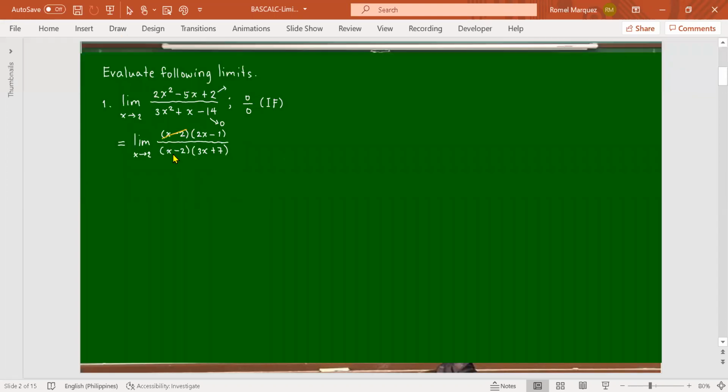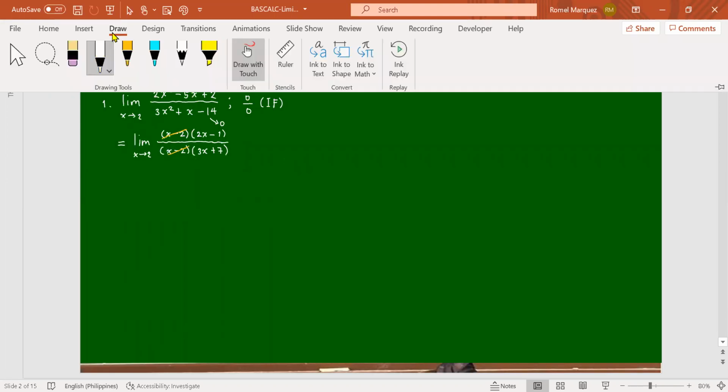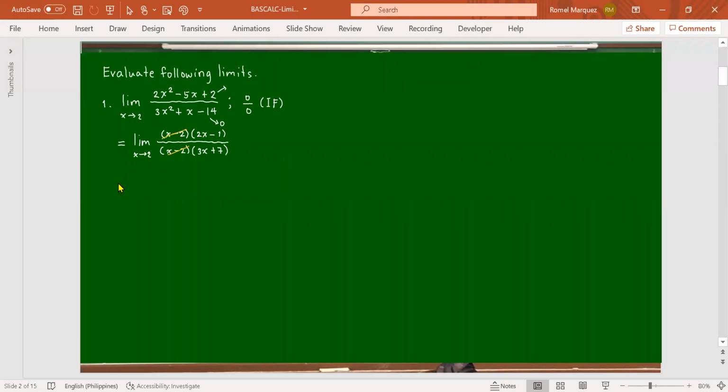Cancel x minus 2. So the new function, having the same limit as the original as x approaches 2, but the function now is defined there, so we can apply the substitution rule, is the function 2x minus 1 all over 3x plus 7. Okay? So we can apply direct substitution here because the denominator is no longer 0 when you take the limit. Is that clear, guys?